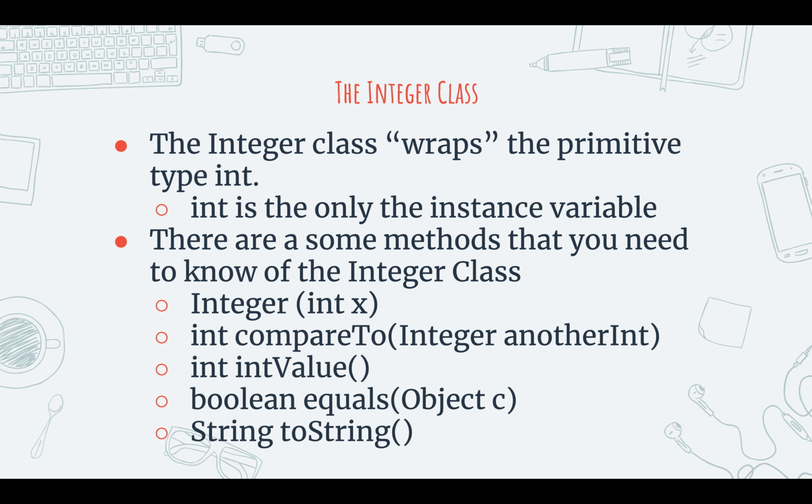So let's first start off with the Integer class. What the Integer class does is that it wraps the primitive type int. Int is the only instance variable within the Integer class. But once you wrap it into the Integer object, now you have certain methods that you can use that are part of the Integer class. You have a constructor to actually construct it. You have a compareTo method. You have an intValue method. And you also have equals and toString methods that are inherited from the Object class. Like I said in the Object class video, the Object class is the universal superclass of every single class, so it's going to inherit the equals and toString methods.